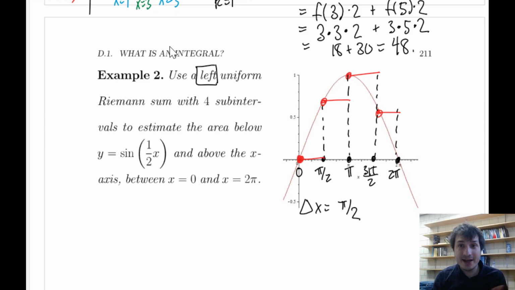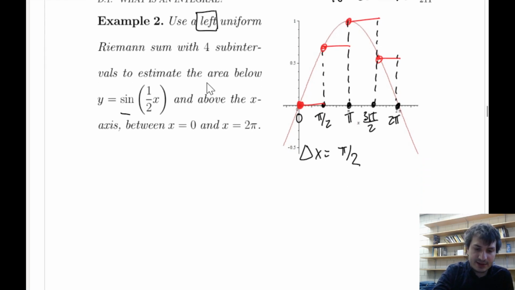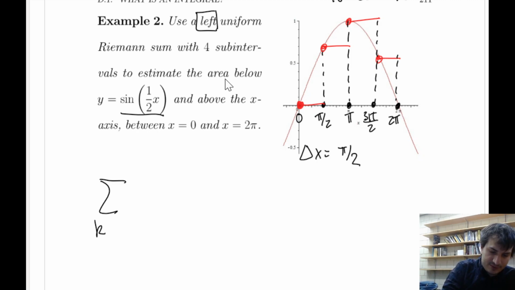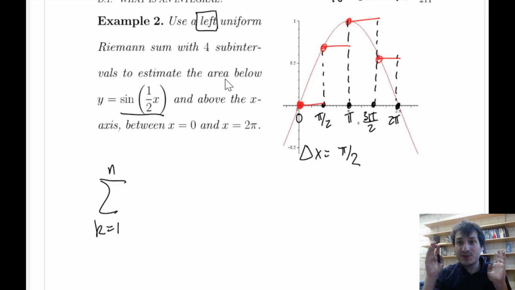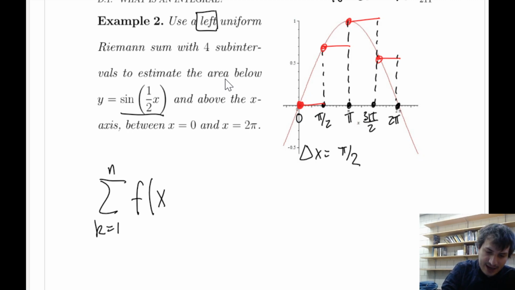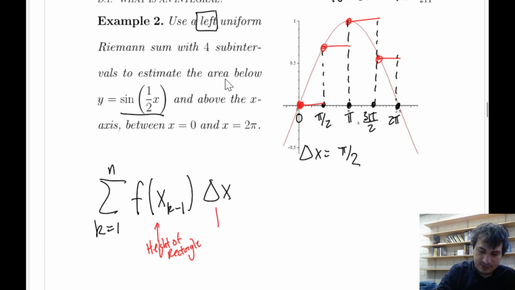And we want to know the area under these rectangles. So this is the function, y is sine of 1/2 x. You can write out the general formula for a left uniform Riemann sum. The sum from k equals 1 to n, adding up the area of n rectangles. What is the formula for the area of the kth rectangle? It's f of x_(k-1), which is the height of the rectangle, times delta x. Delta x is the width of the rectangle.